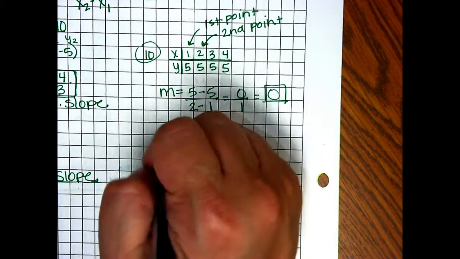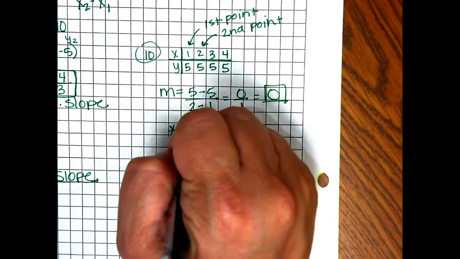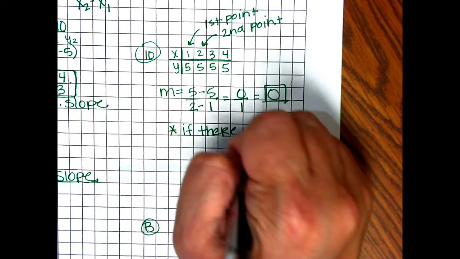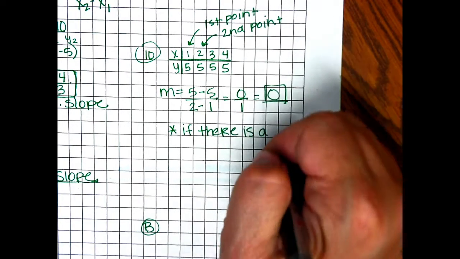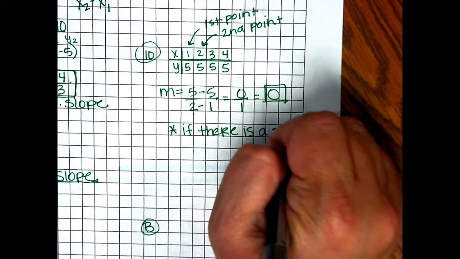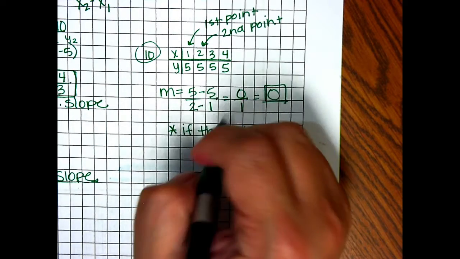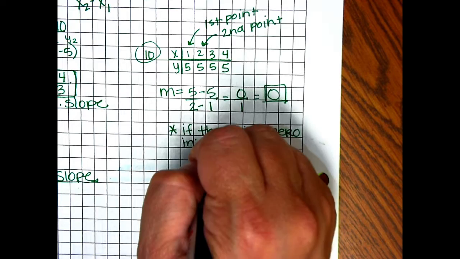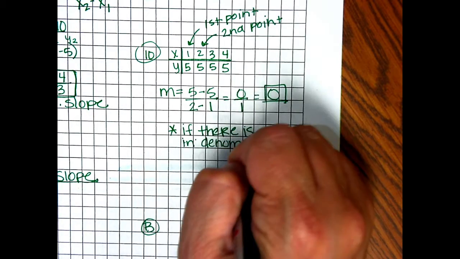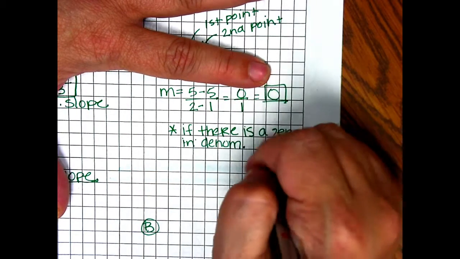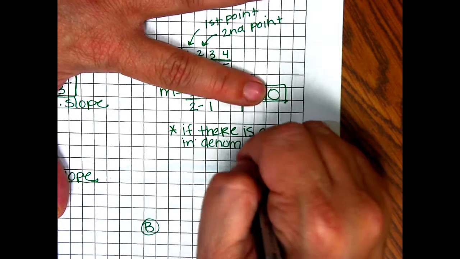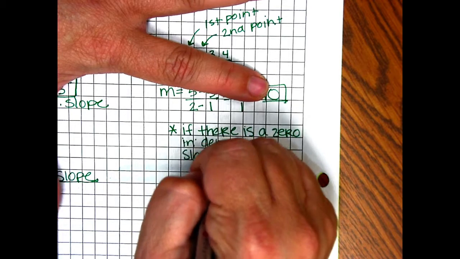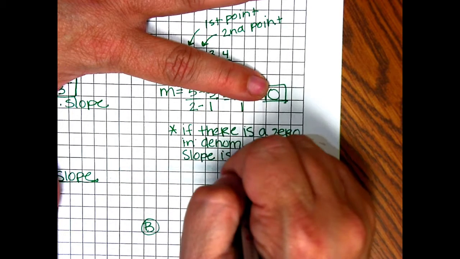Just a side note, if there is a 0 in the denominator, the slope is undefined.